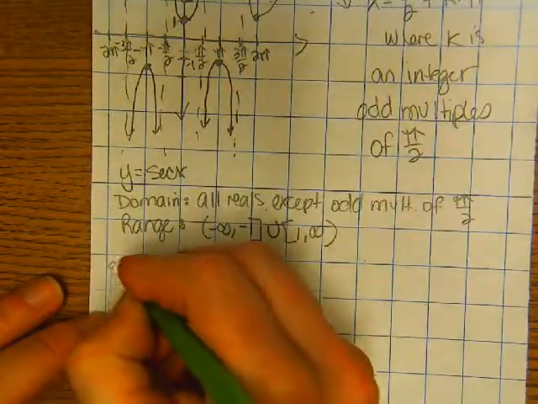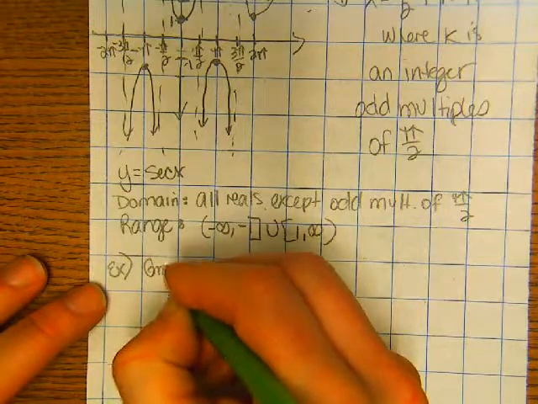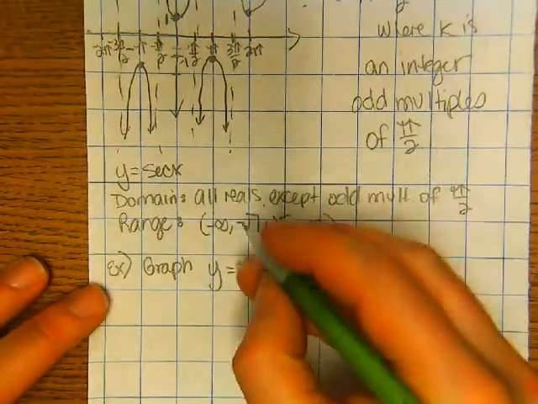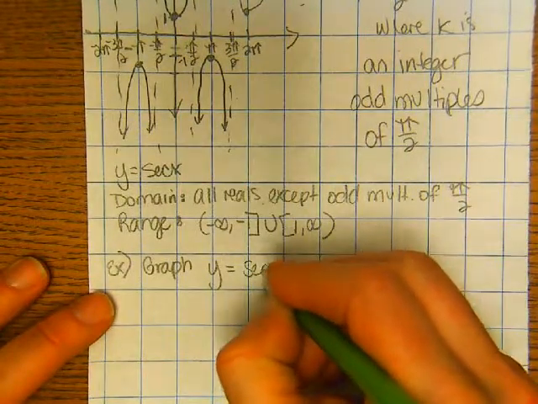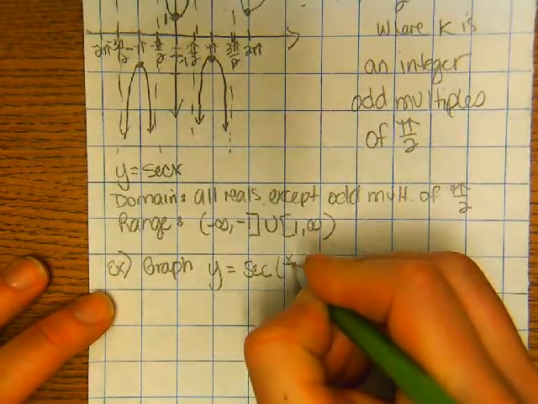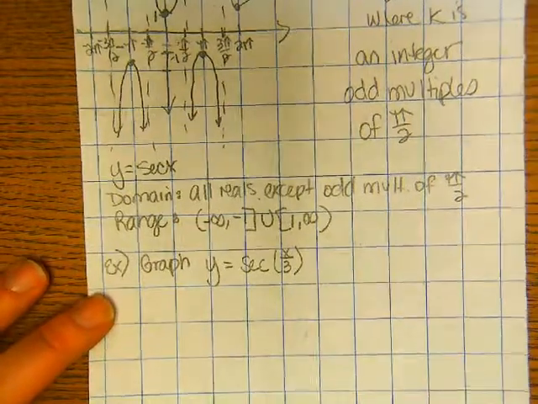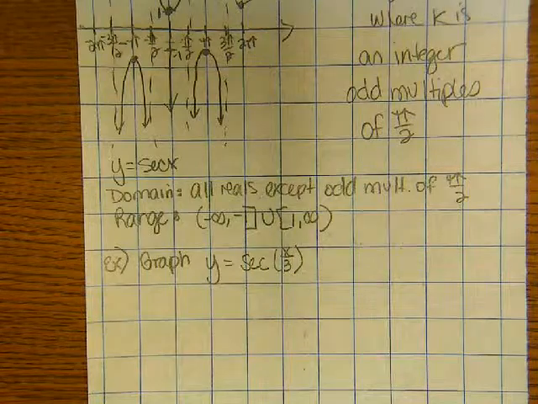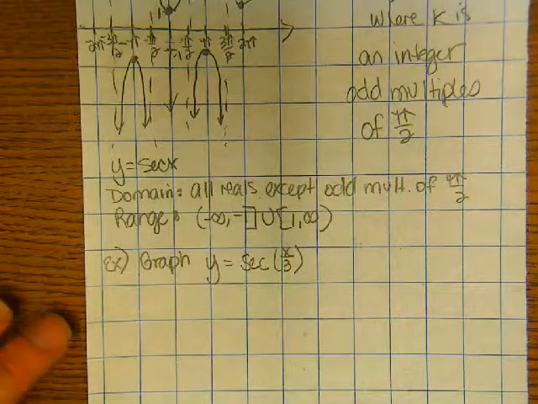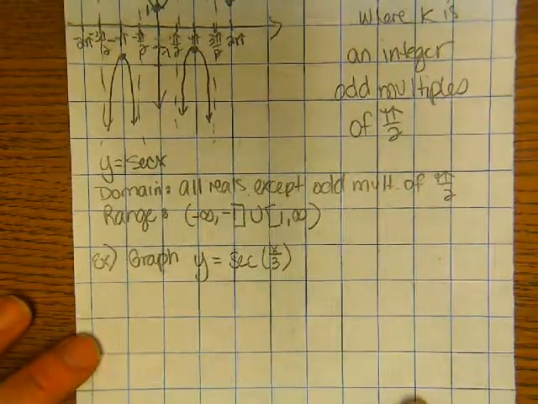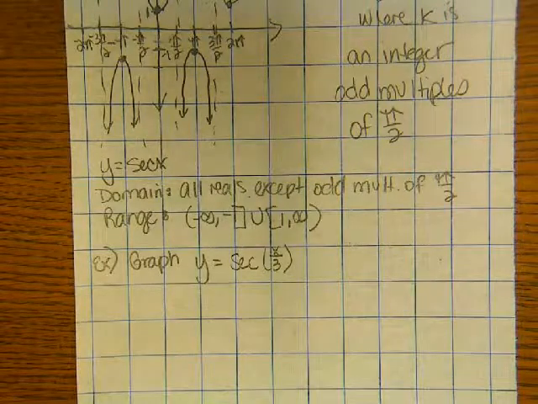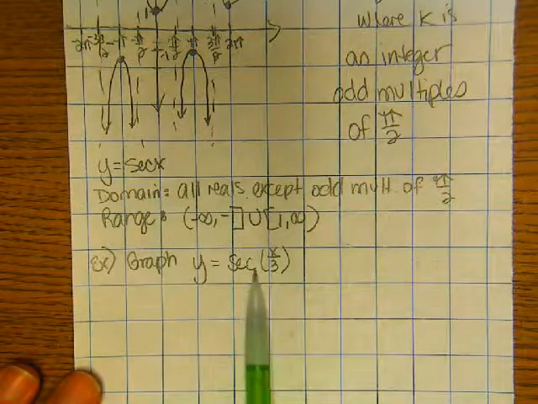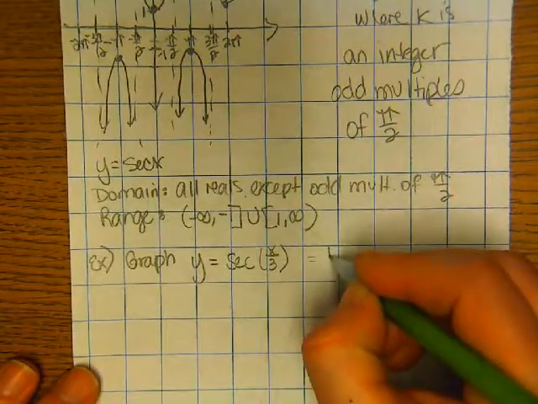So let's sketch a graph of y equals, how about let's do secant of x over 3. So first of all, let's decide what happens to the graph, and we'll go ahead and put it in our calculators too. But what this does to the graph is this is the same as 1/3 x.